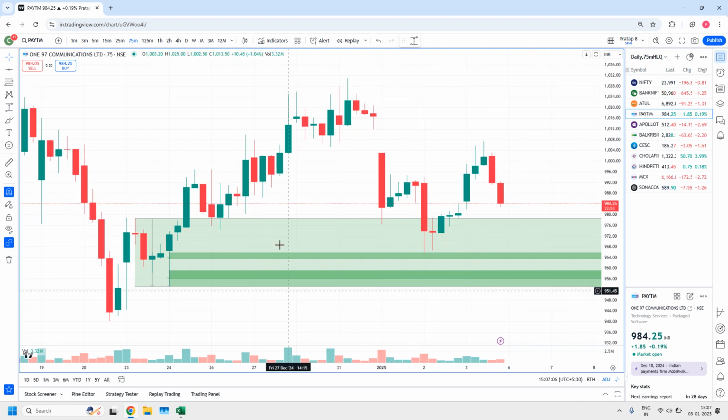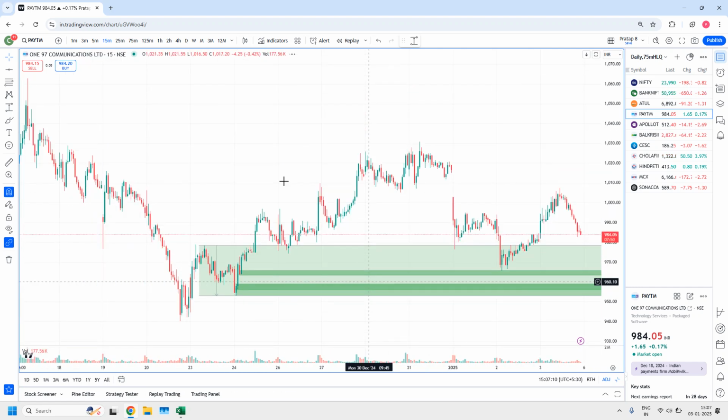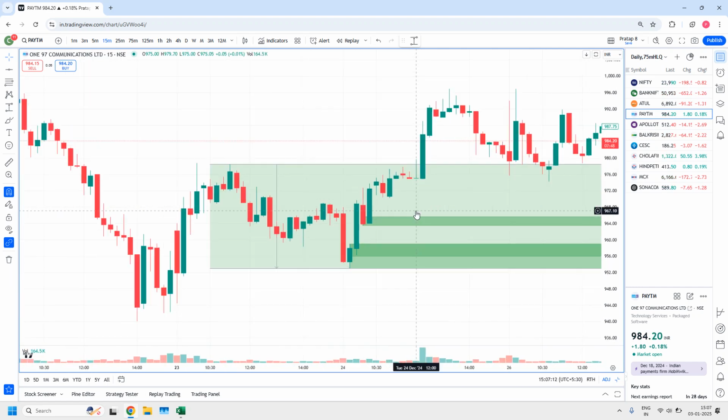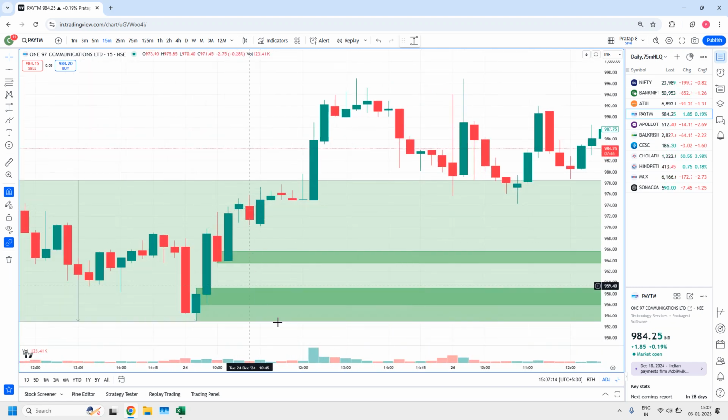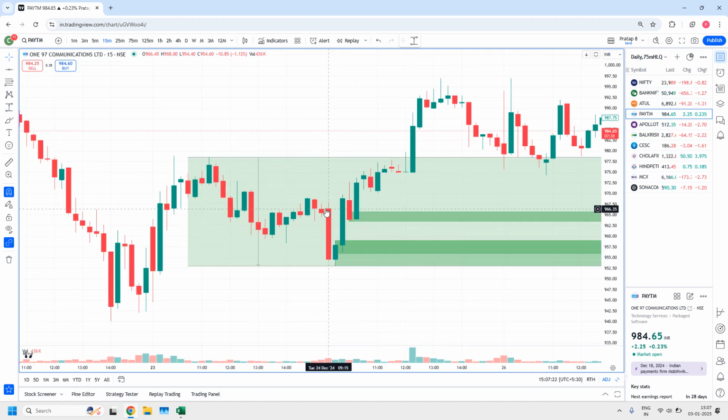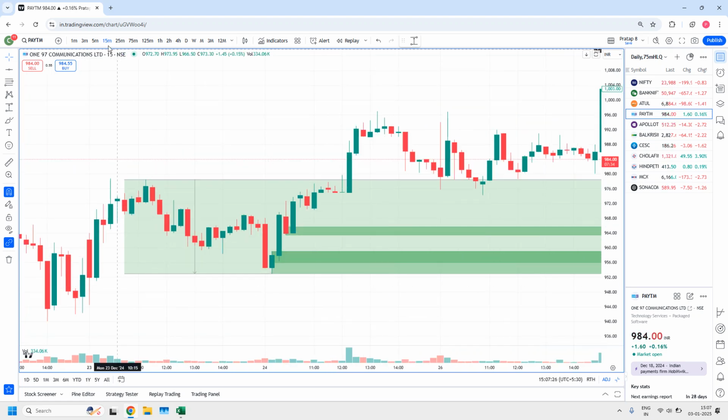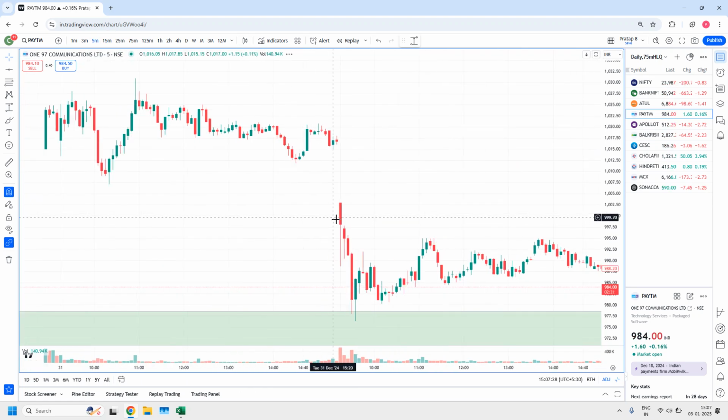And this one is fine tuned with a 15 minutes time frame. Here you have a 15 minute zone. You have a drop base rally. Why I have drawn this zone I will explain. But this is the actual drop base rally. This one is fine tuned with a 5 minutes time frame.